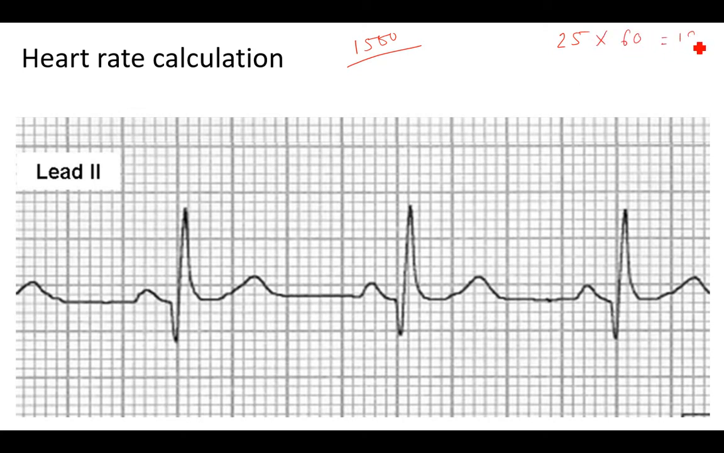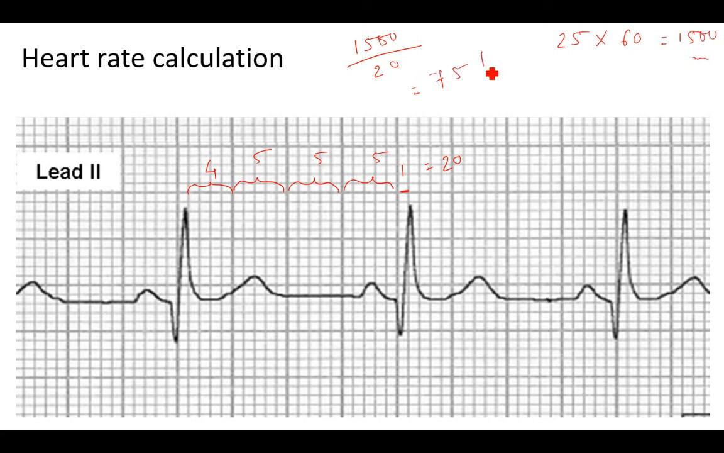Now we have to calculate the number of small squares here. So here is 5 small squares, here is another 5 small squares, here is another 5 small squares, and here 4 small squares, and 1 small square. So total number of small squares is 20. So heart rate is 1500 divided by 20 is equal to 75 beats per minute, right?